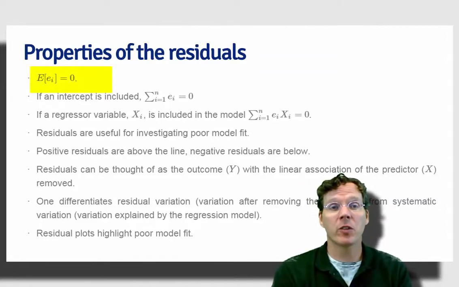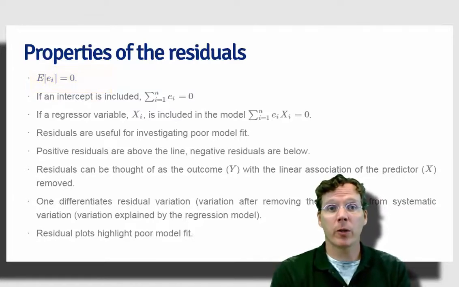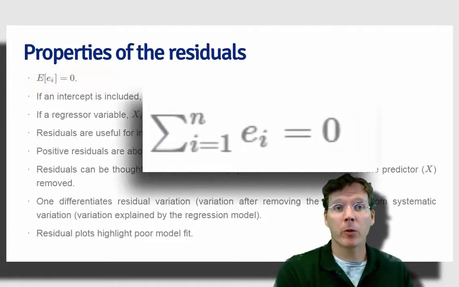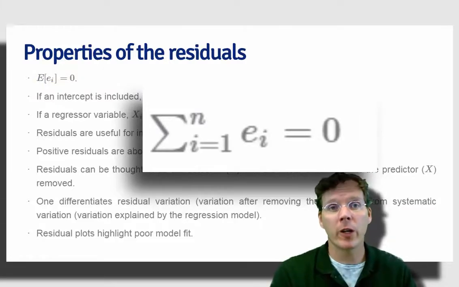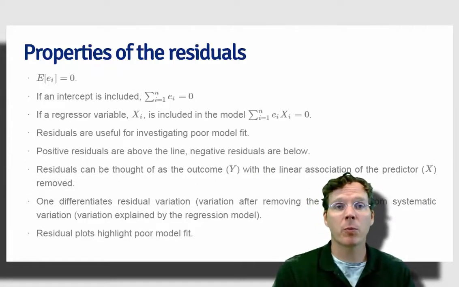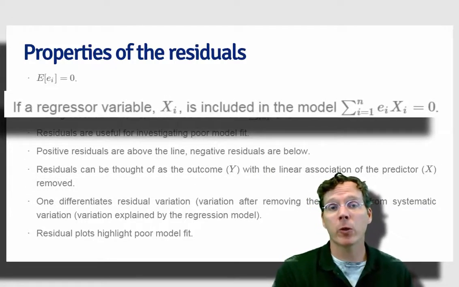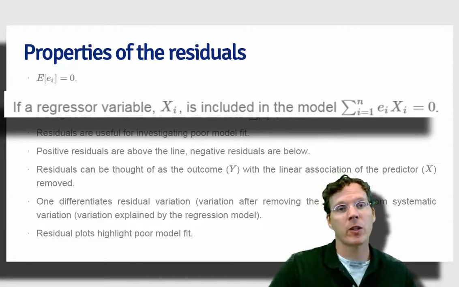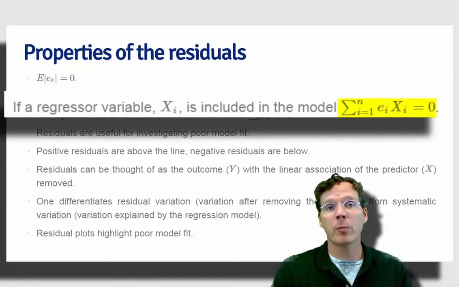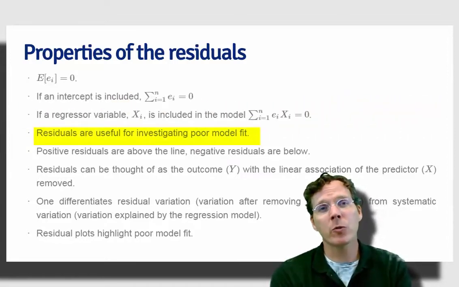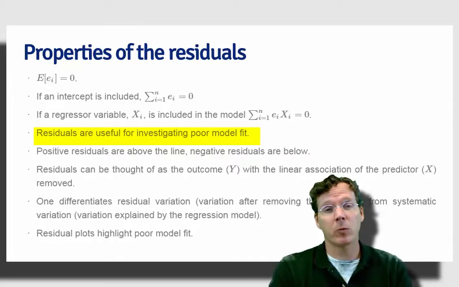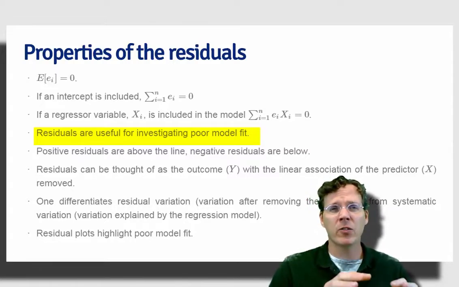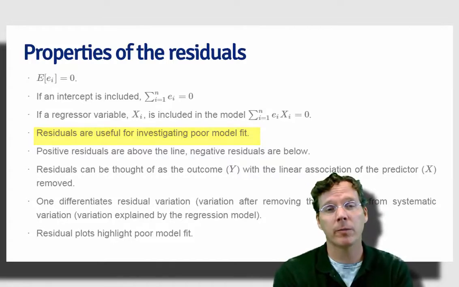First of all, their population expected value is 0. But also, their empirical sum, hence the empirical mean also, is 0 if you include an intercept. If you don't include an intercept, this property doesn't have to hold. The generalization of this property is that if you include any regression term in linear regression, and in our generalization to linear models, the sum of the residuals times that regression variable has to be 0. Residuals are very useful for diagnosing poor model fit, and we can create plots that zone in on the aspects of poor model fit.